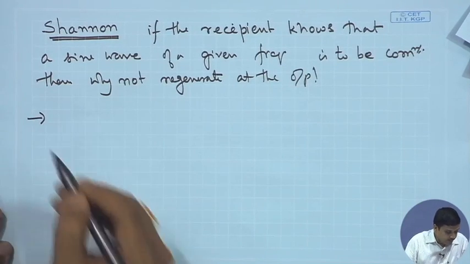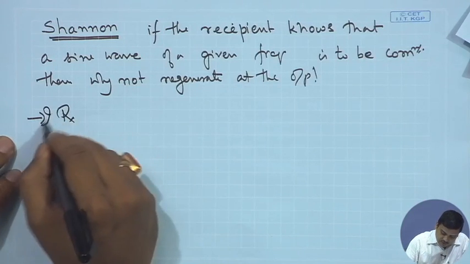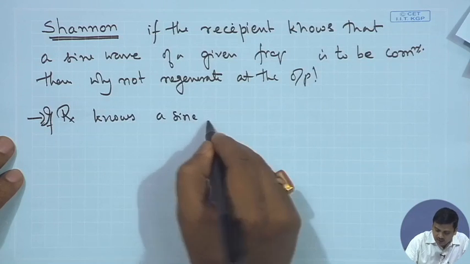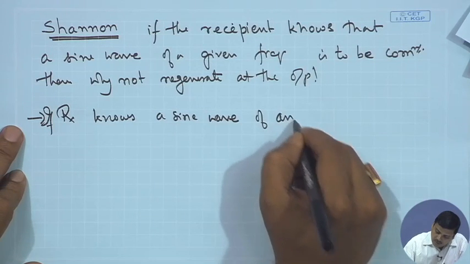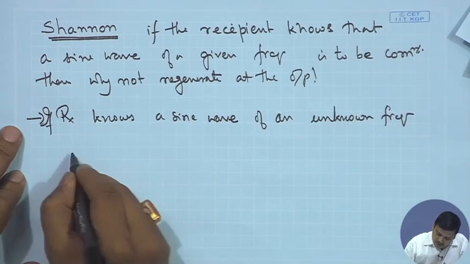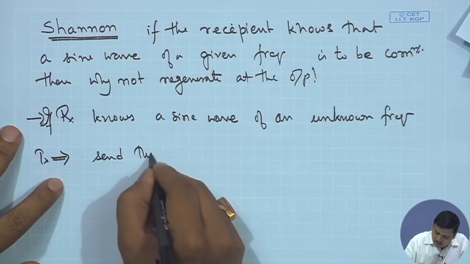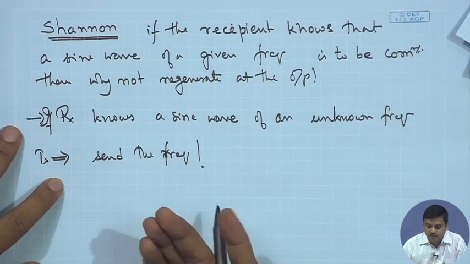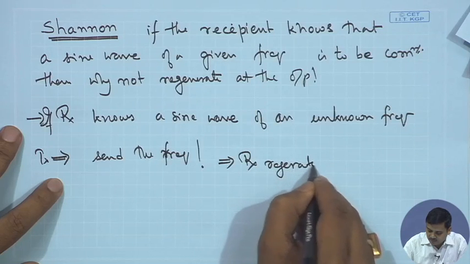The second thing that we are going to state is that if the recipient knows a sine wave and nothing else is going to come, if it knows that the sine wave is going to come of an unknown frequency, then what does the transmitter need to do? The transmitter needs to send the value of the frequency. That's it. If it sends the value of the frequency, this is taken by the receiver, which regenerates it, right?